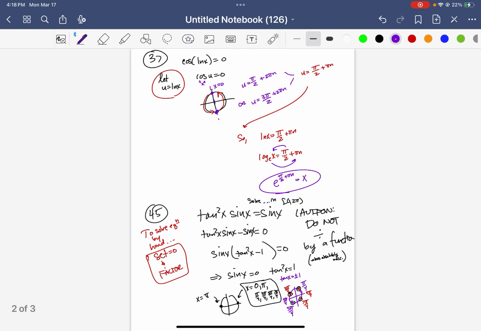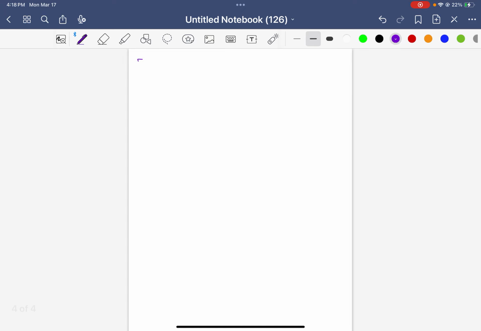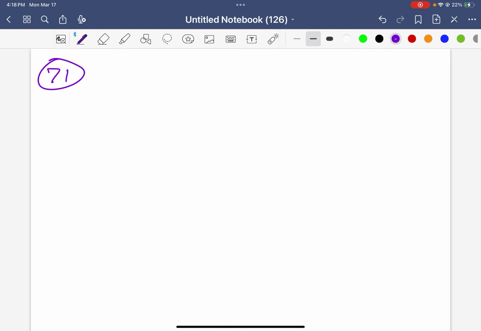The last one we want is 71. So 71. When you are looking at 71, let's see. So let me see what that problem is telling us in 71. Sorry, I'm looking at the wrong section. Excuse me, I was already prepping for tomorrow.